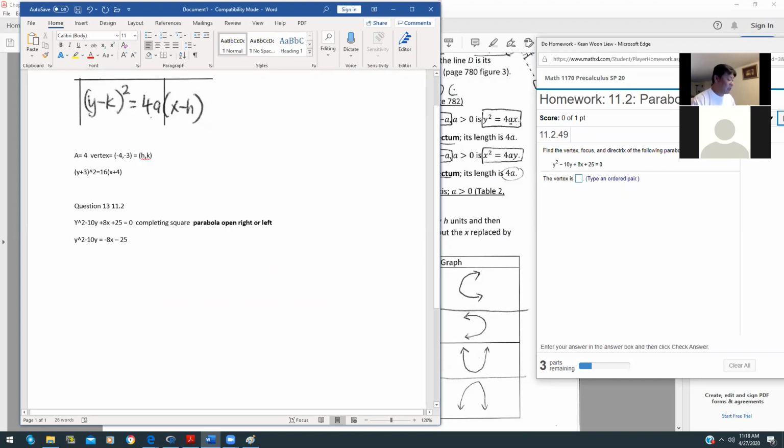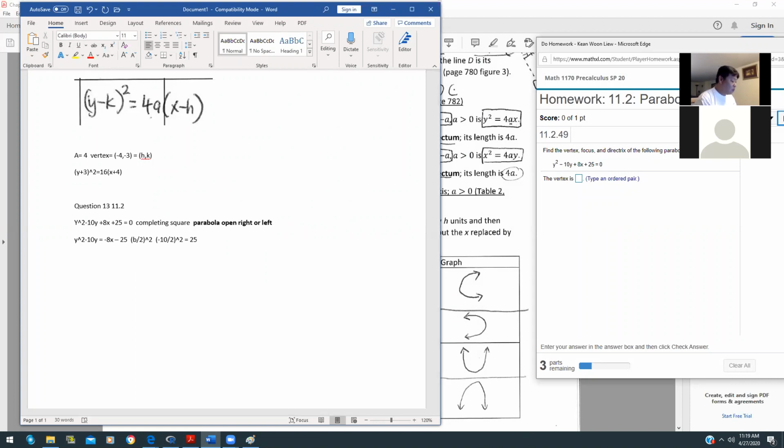So you take the b over 2, the middle part over 2, and you square it. So what we have here is negative 10 over 2, and you square it. So that will give us 25. Yep, that will give us 25. So that means that you have to add 25 to both sides of this equation.